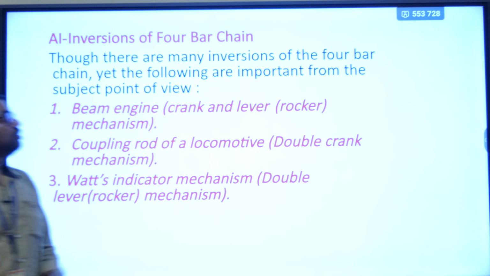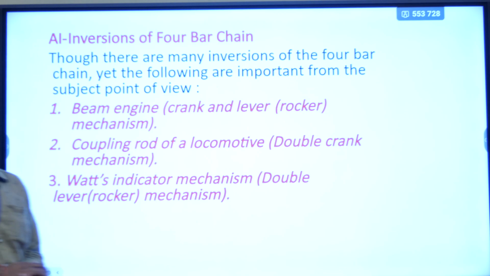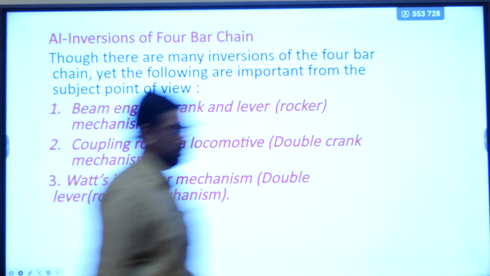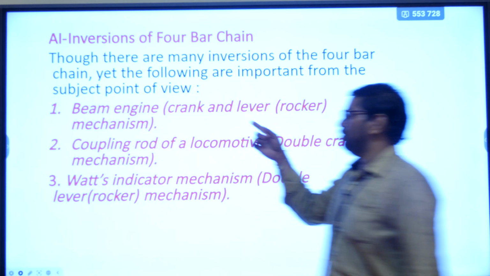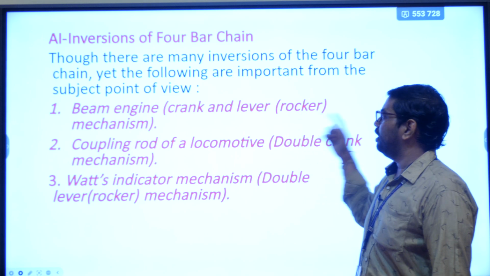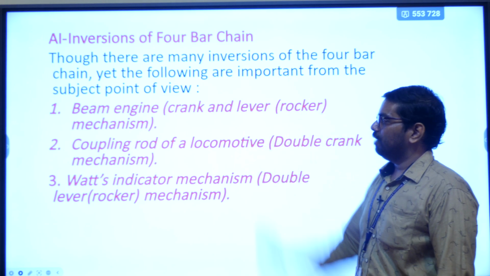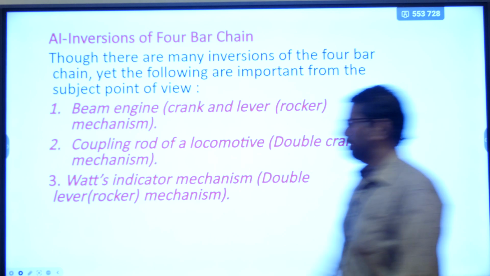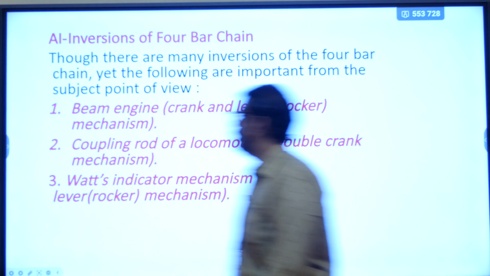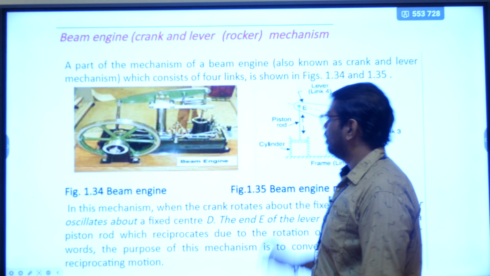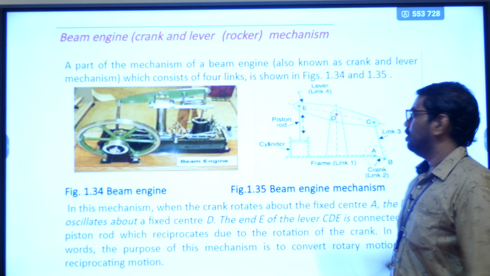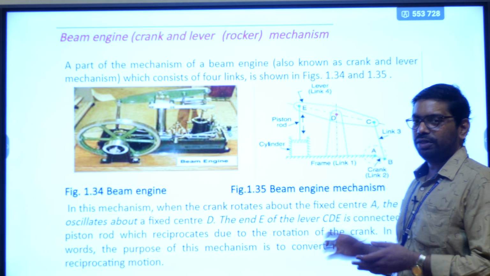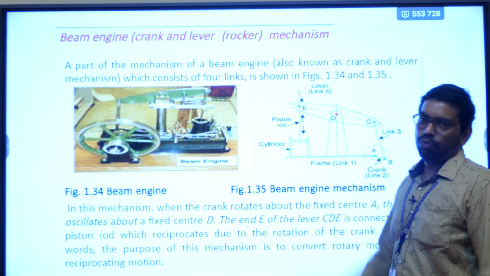Next, coming to the 4-bar mechanism applications. The first application is the beam engine, which is also known as the crank and lever mechanism. The second one is the coupling rod of a locomotive, and the third one is the Watt indicator. The main application of the beam engine is to convert the rotary motion into to-and-fro motion.